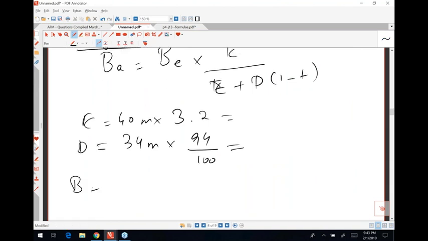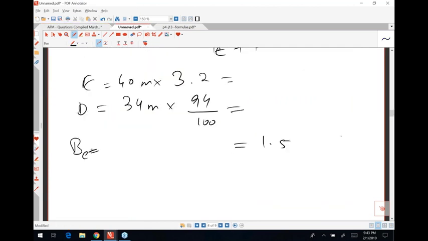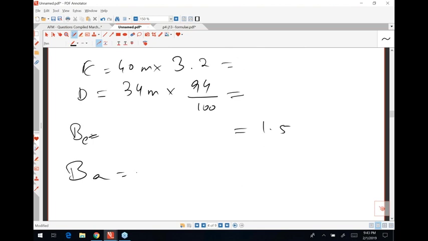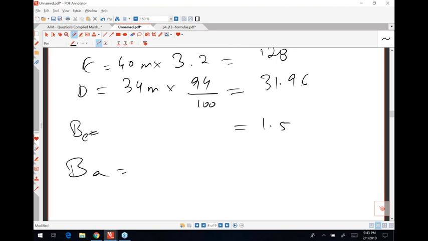Now, the equity beta is 1.5. So we need to calculate the asset beta in total. How much does it turn out to be? Can somebody please confirm? Okay, so the asset beta is 1.25.